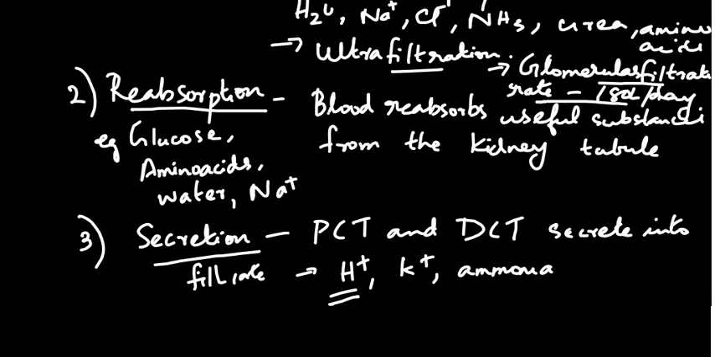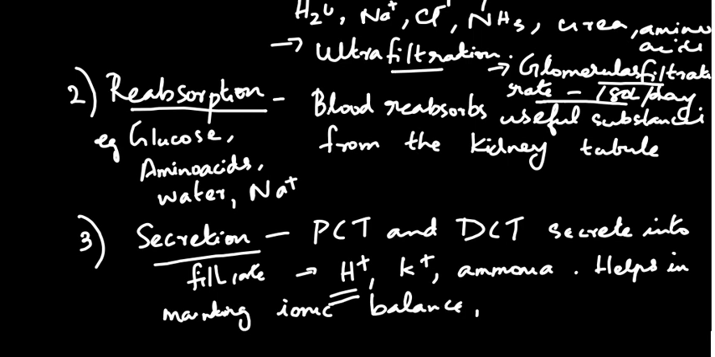So this activity helps in maintaining the ionic balance in the body and the pH of the blood. It maintains the ionic balance and pH of blood because if H plus is more inside the blood, it results in acidity of the blood. So that's why they have to be removed. So these are the three steps involved in urine formation.